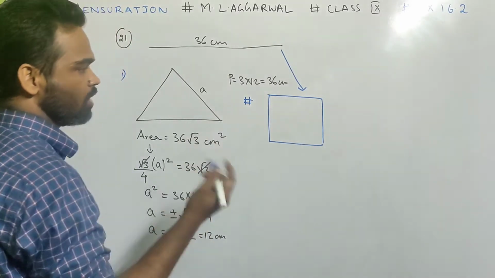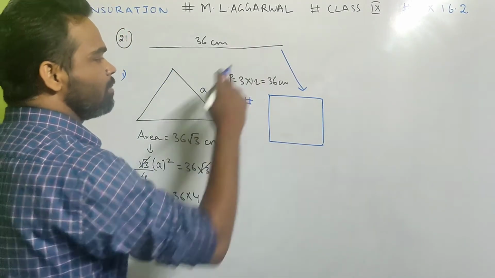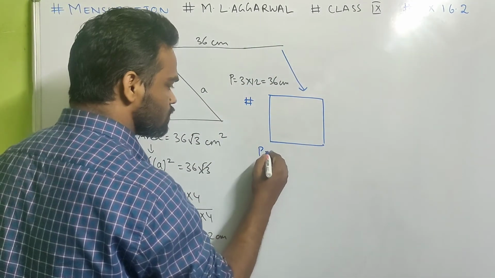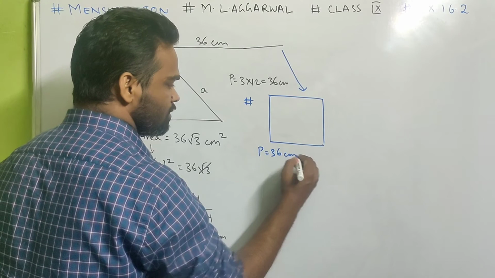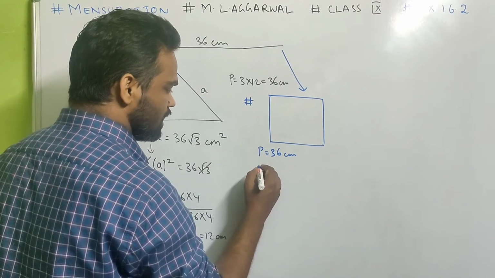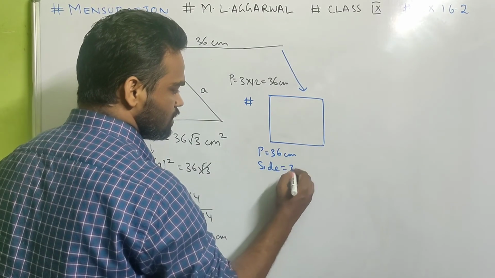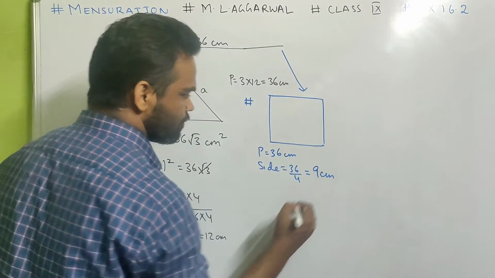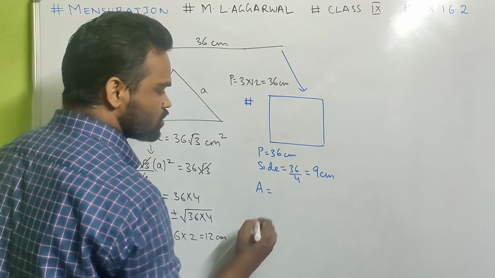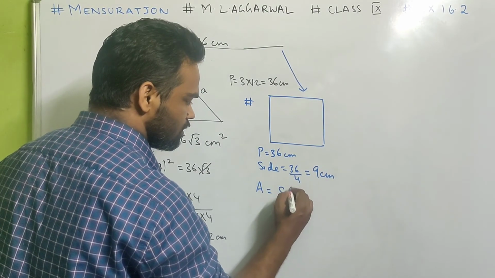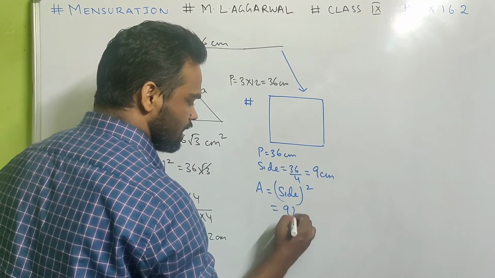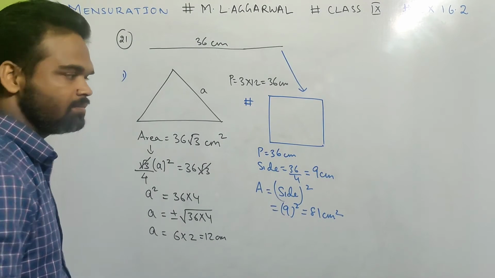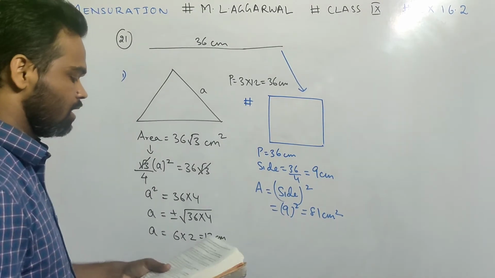Now find the area of this square. The perimeter of the square will be 36, because the length of the wire and the perimeter of the square will be the same. So perimeter is 36 centimeter. So what will be the length of each side? 36 by 4, isn't it? That's 9. What is the area of a square? Area of a square is side square. Side square, that is 9 square. That is 81 centimeter square. Done.